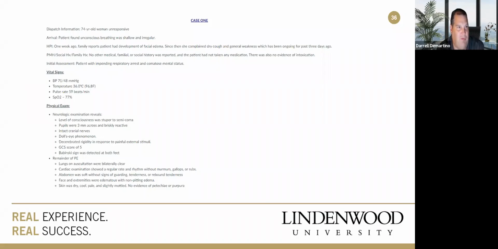Here is your history of present illness. Here are your vital signs, and here's your physical exam findings. And again, I gave them stuff that's relevant, although I didn't overwhelm them. But the fact that we actually have doll's eyes going on and GCS 5 are relevant, and a Babinski sign detected, they need to know what that means.